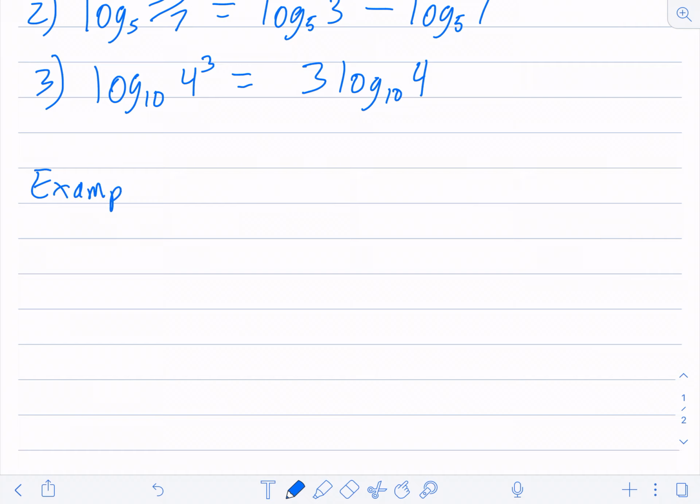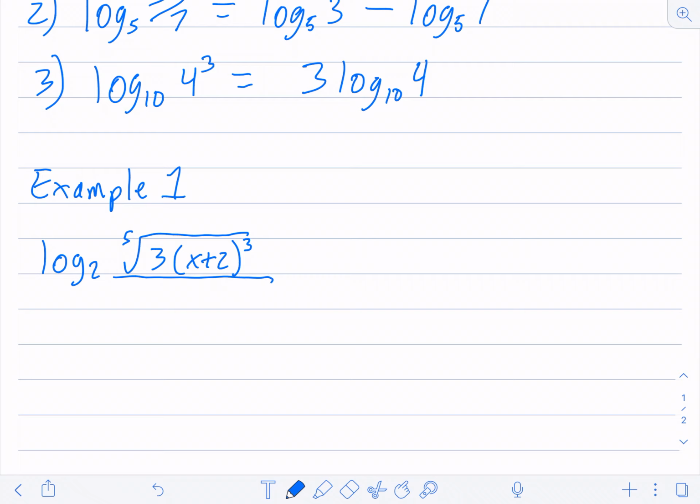that are similar to what you're going to see on a worksheet, that are a little more complex than some of those examples. Let's say I've got log base 2 of this whole expression: the 5th root of 3 times x plus 2 to the third power, all over x minus 1. And I want to expand this expression here into multiple logarithms. So what am I going to do? Well, this is going to involve the product property, quotient property, and the power property all together.